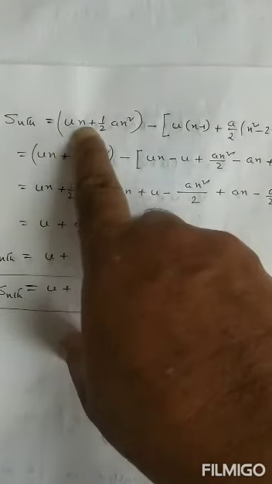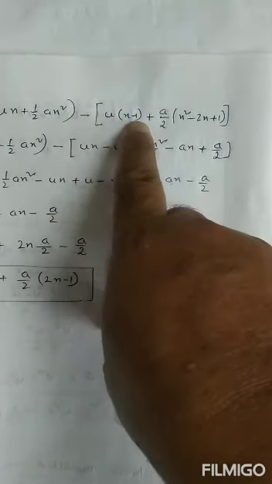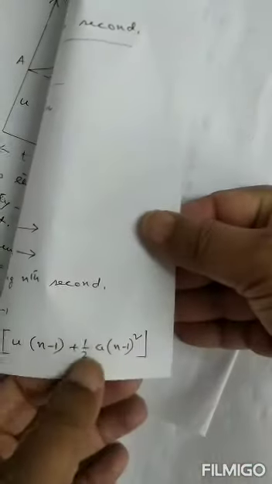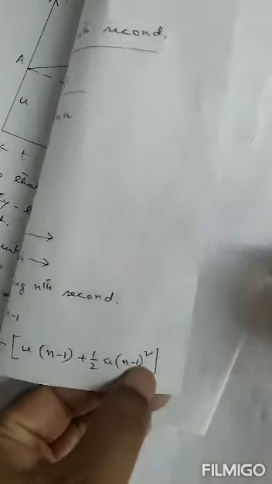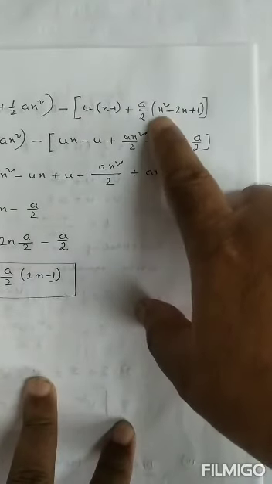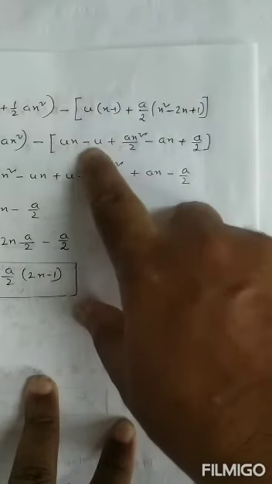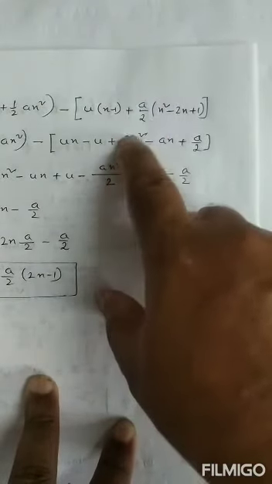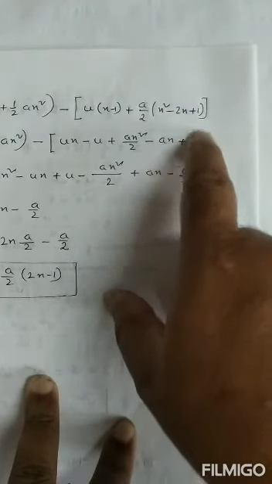From the first, un plus half an square. The second one is minus, un minus 1 plus half a n minus 1 whole square. Now see, if we expand n minus 1 whole square, what do we get? n square minus twice n plus 1. Now I remove the bracket. un minus u. Then a by 2 times n square, a n square by 2. These two get cancelled, minus a n plus a by 2.